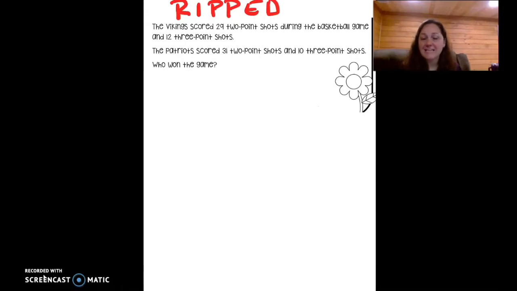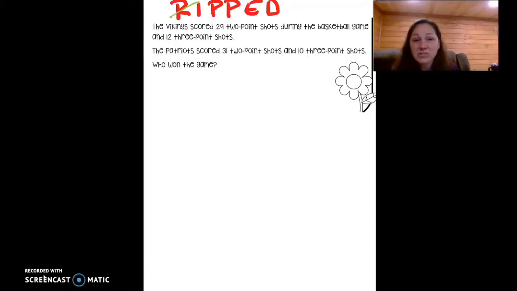All right, it says the Vikings scored 29 two-point shots during the basketball game and 12 three-point shots. The Patriots scored 31 two-point shots and 10 three-point shots. Who won the game? So we read our word problem, so we're going to mark that off. Ripped. And now we're going to look at our identifying the important information.